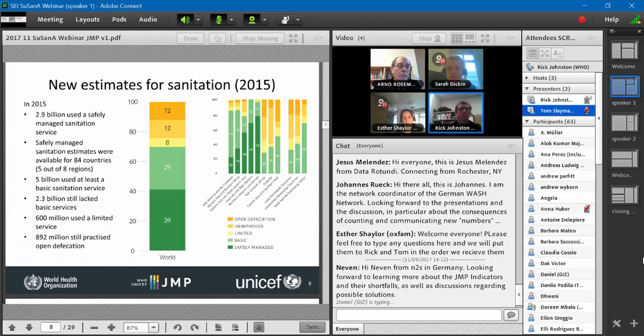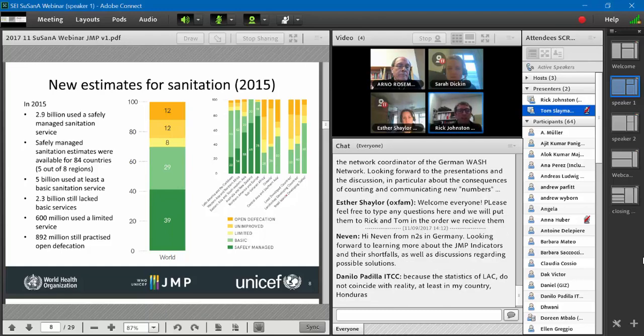from the 2017 report. Well, first of all, we were able to make estimates for 84 countries throughout the world, and 5 out of the 8 SDG regions, and a global estimate. And the global estimate was that 39% of the population, or 2.9 billion people, used a safely managed sanitation service in 2015.